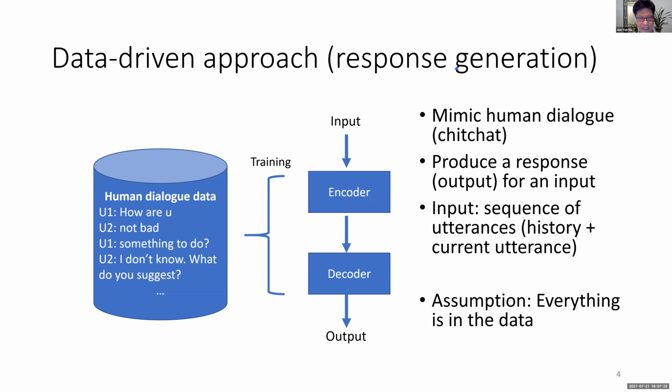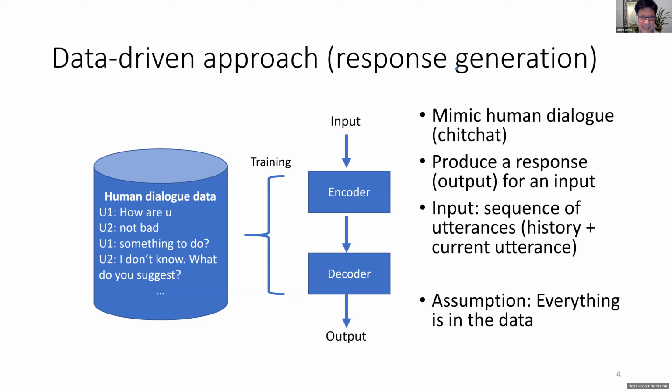Now, the assumption behind this schema is that we have everything in the human dialogue data. That is, once you just use the human dialogue data to train your model, everything is there.